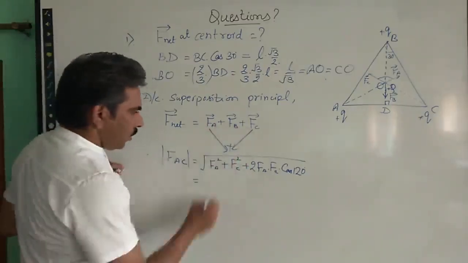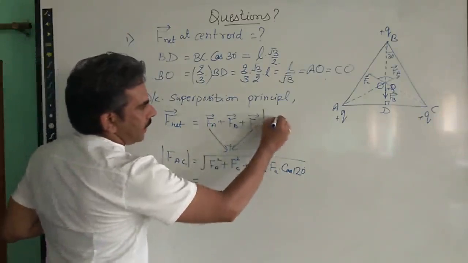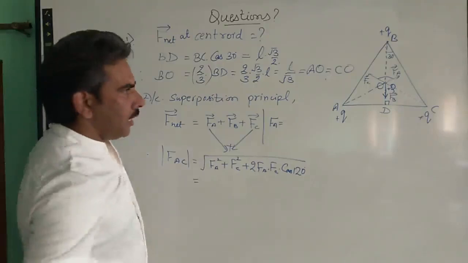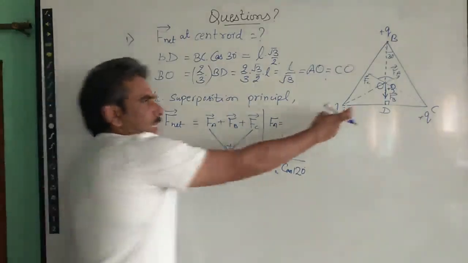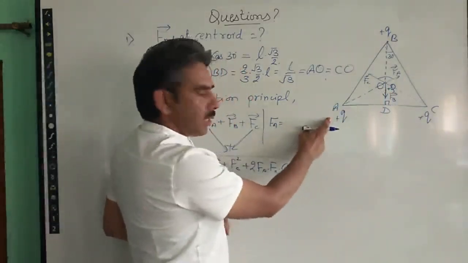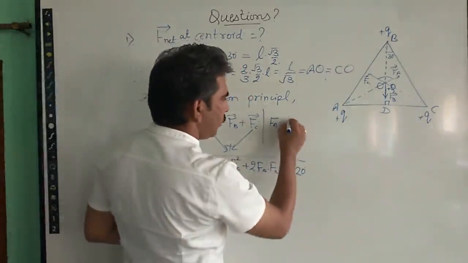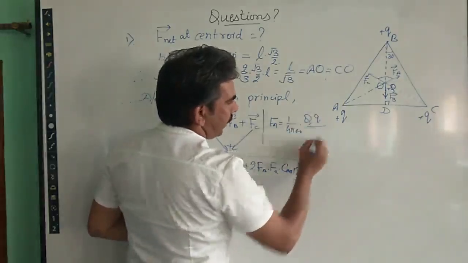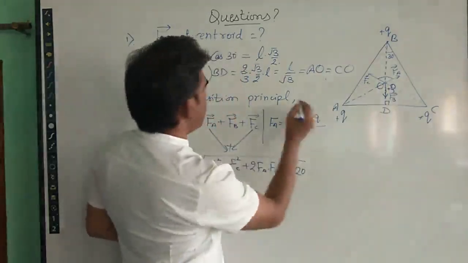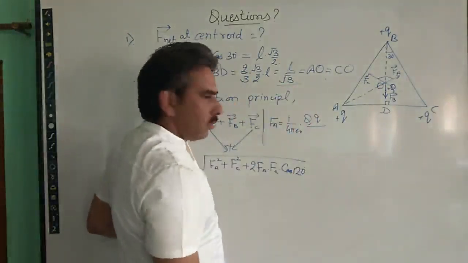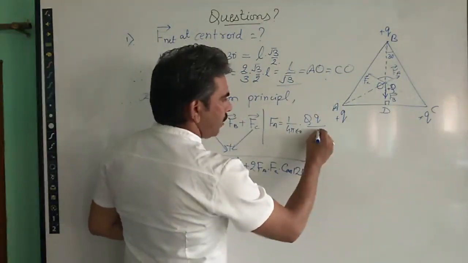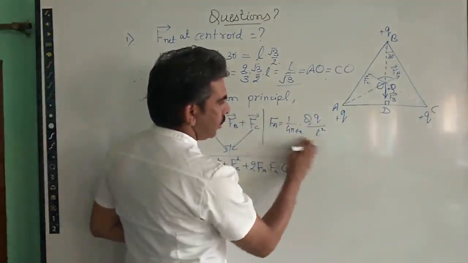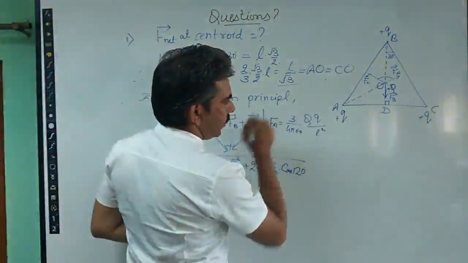So we can write the expression for Fa and Fc. Fa is the force exerted on the charge plus q placed at the centroid by the charge at position A. So this is equal to 1 upon 4 pi epsilon naught into Q into small q divided by this distance squared. This distance we have found to be L by root 3. The square becomes L square by root 3 square, so it becomes L square by 3, and 3 goes to the numerator.